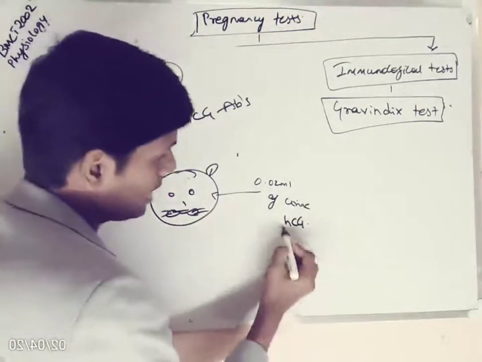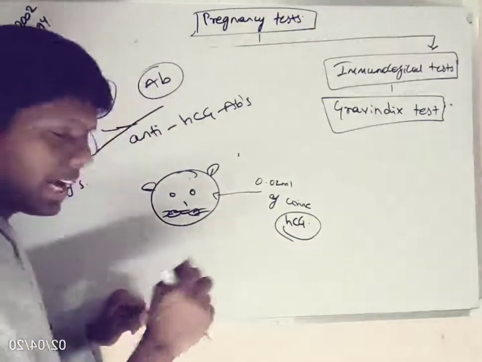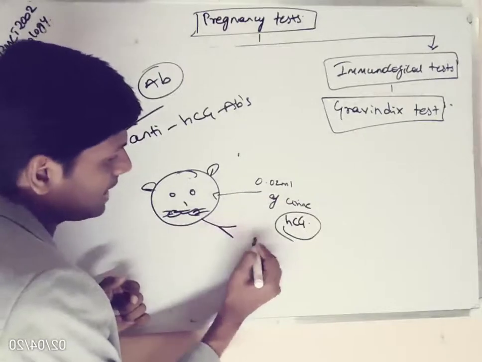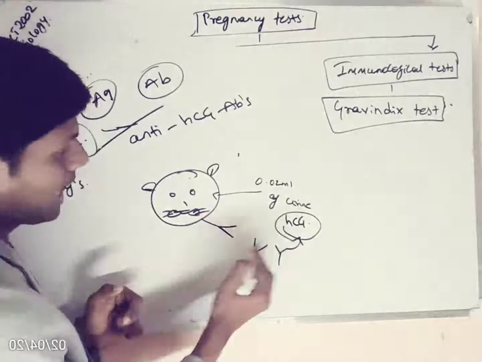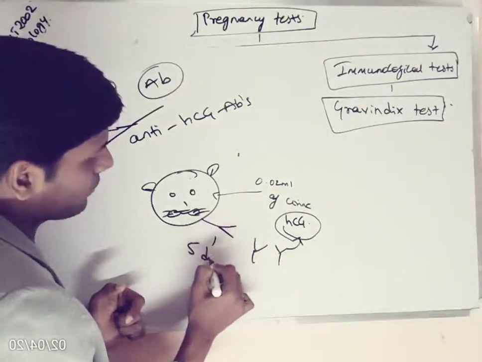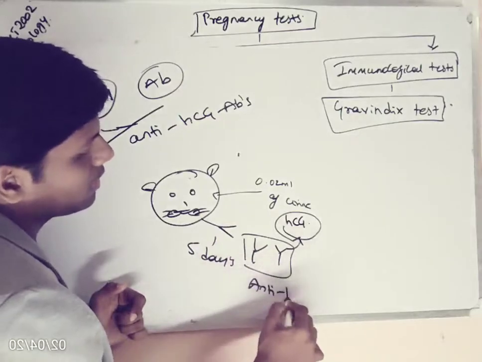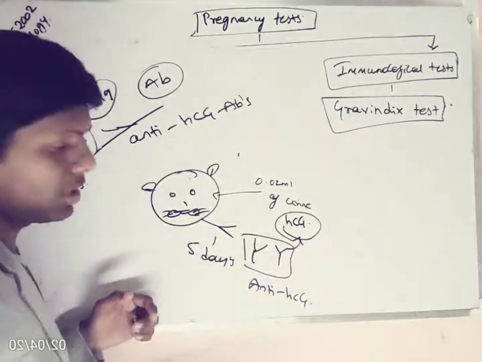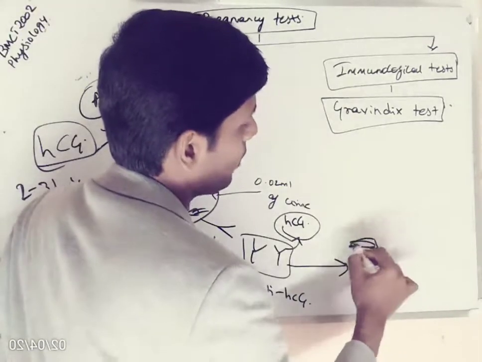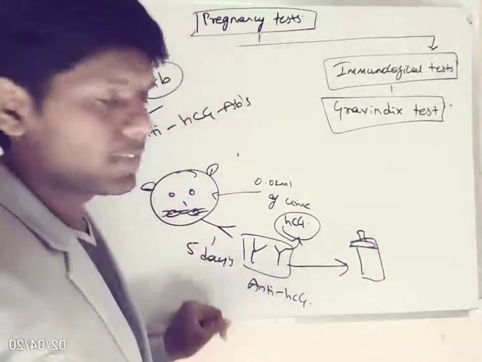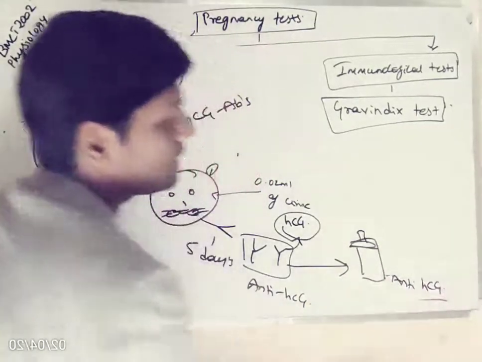So when I introduce this antigen, the rat immune system will get activated and start synthesizing antibodies against this HCG, right? Then I will wait for 5 days. After 5 days, the rat has developed anti-human chorionic gonadotropin antibodies, and these antibodies will be extracted, and I will keep these antibodies in a bottle. So this is the reagent. Now I have anti-HCG antibodies in a reagent.